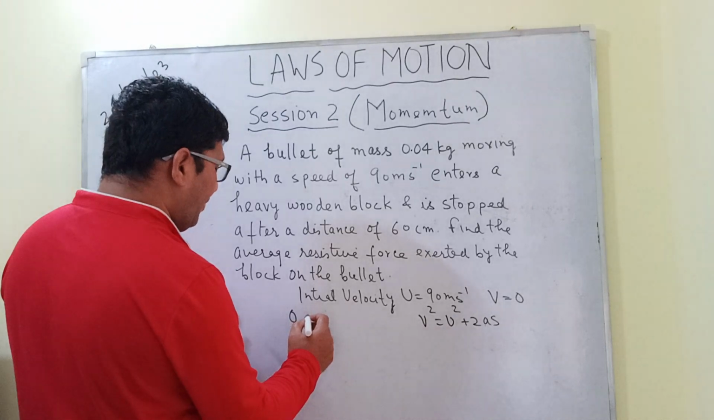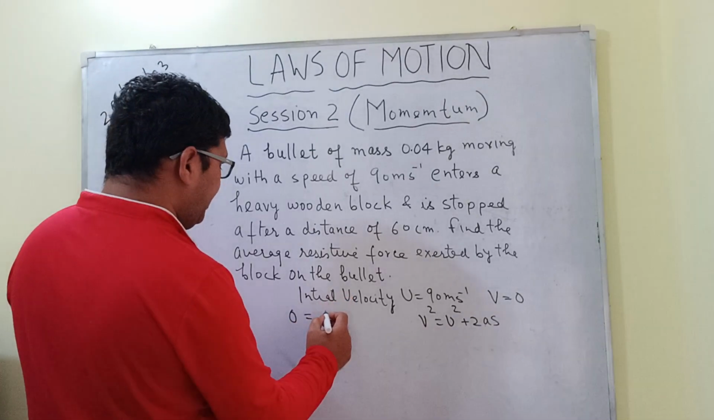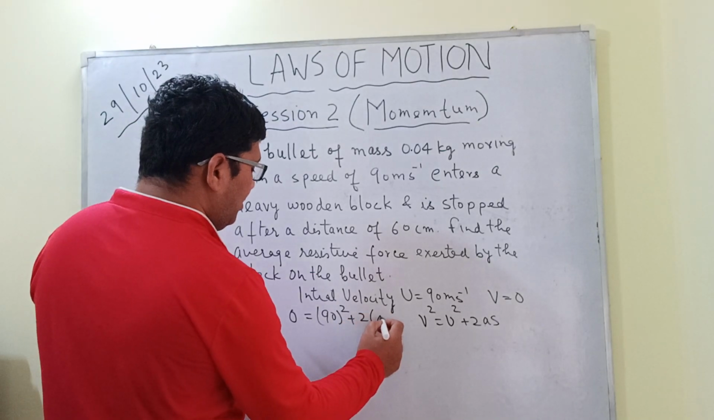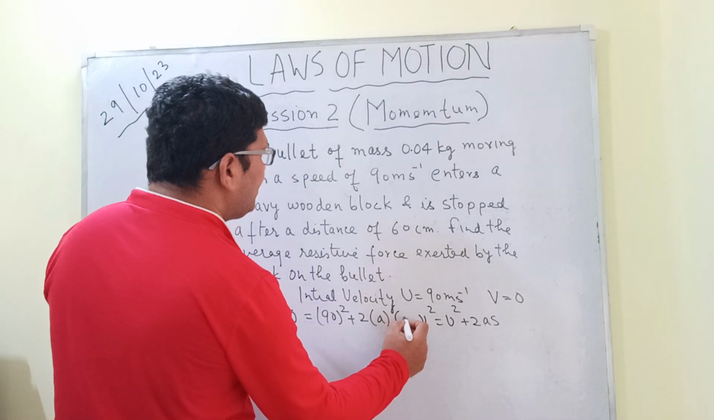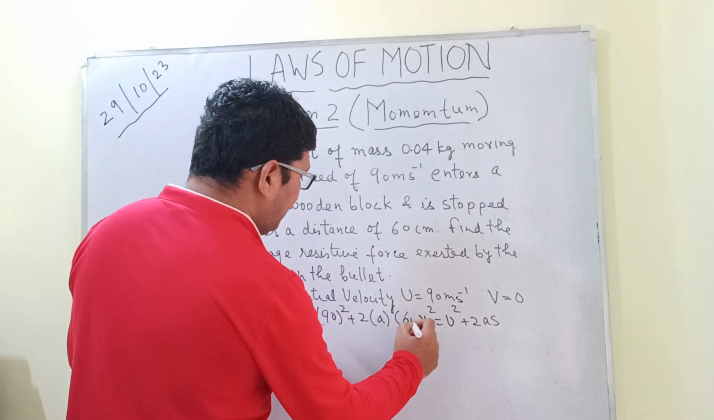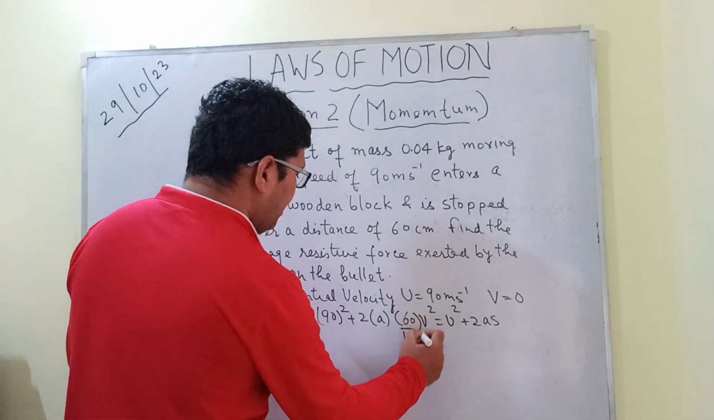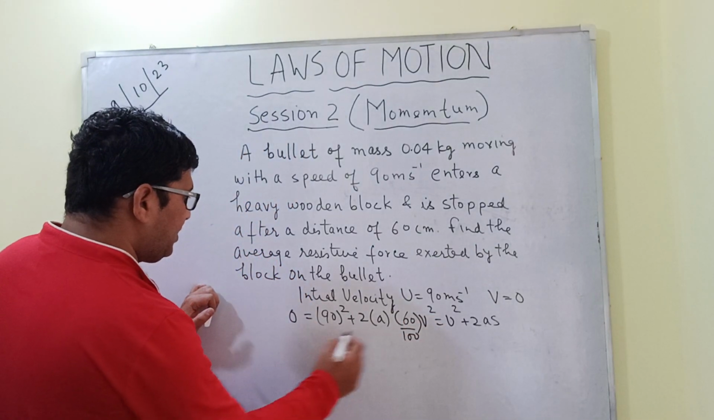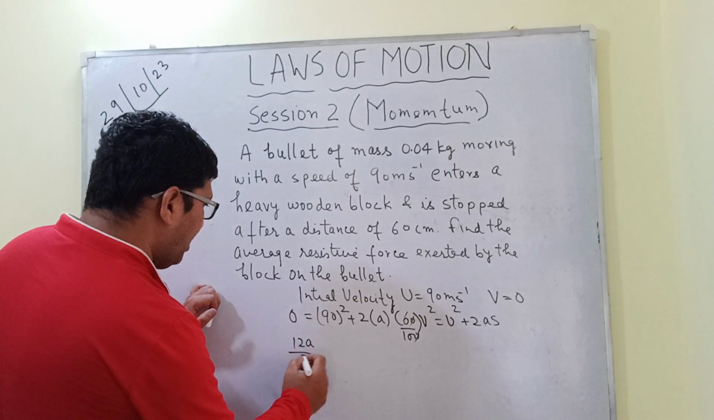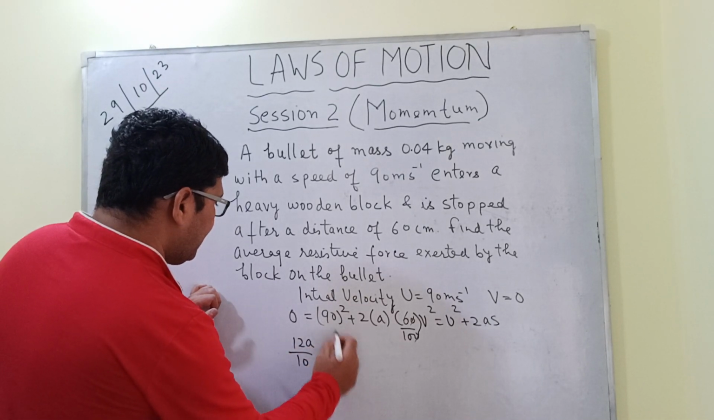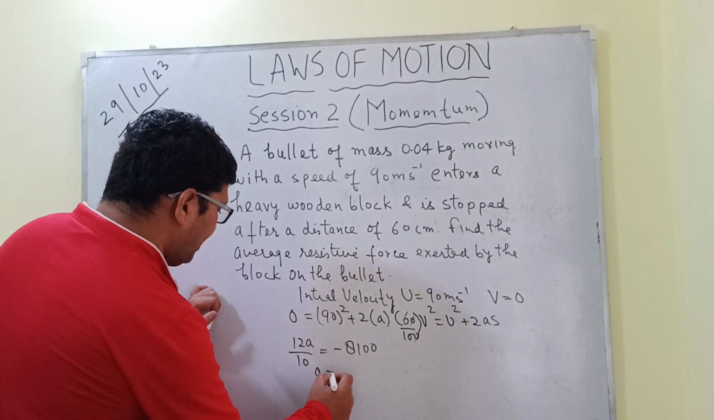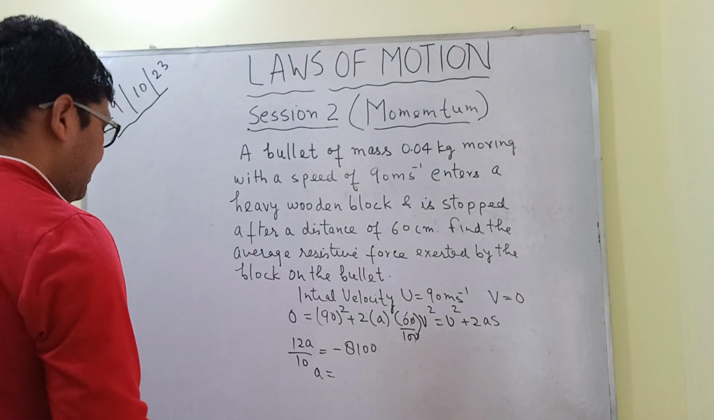सो फाइनल वेलोसिटी इज 0, इनिशियल इज 90 मीटर, सो 90 का होल स्क्वायर हो जाएगा प्लस 2 इंटू a इंटू s. s कितना है, सॉरी दिस इज इक्वल टू 60 सेंटीमीटर है, तो 60/100 हो जाएगा. सो हमारा आंसर ये हो जाता है, 0 = 8100 + 2a × 60/100, तो 12a/10 इज इक्वल टू -8100. ठीक है, सो a की वैल्यू हमारी आ जाएगी.